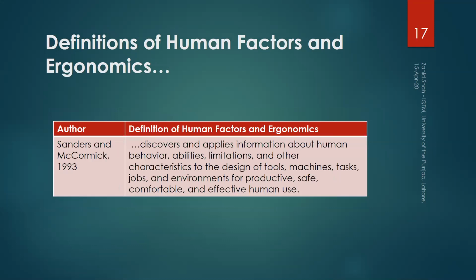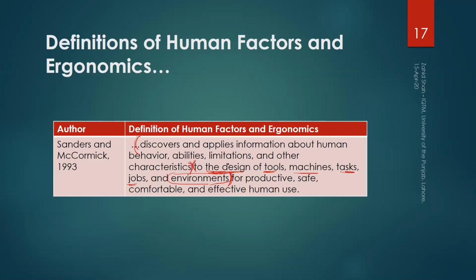The definition by Sanders and McCormick is that ergonomics discovers and applies information about human behavior, abilities, limitations, and other characteristics. So that is the prerequisite knowledge that is required. And why is this knowledge required? To design the tools, machines, tasks, job, and environment. So the word environment is again there. That is actually the use of that knowledge to design these things.